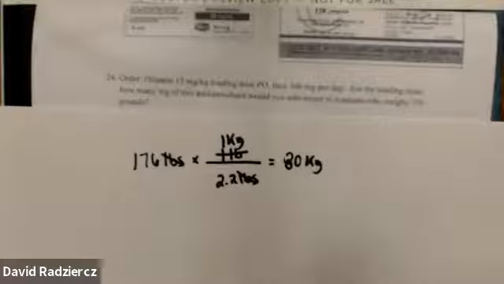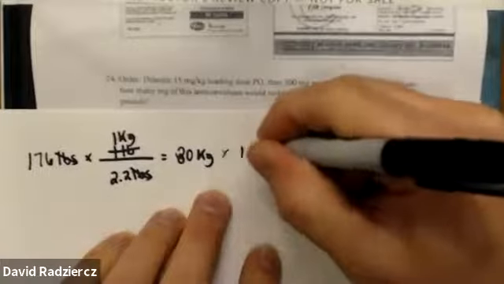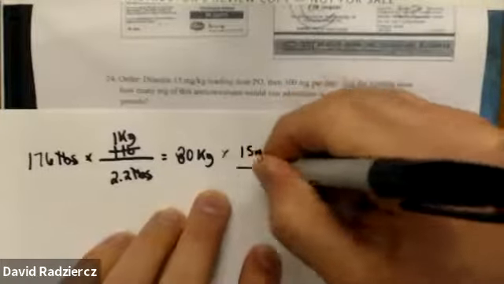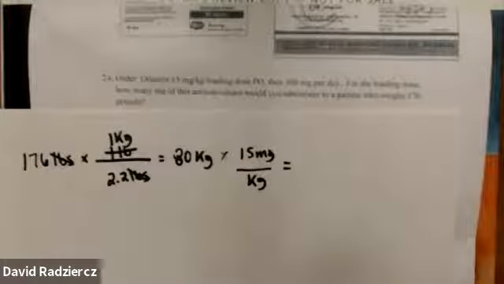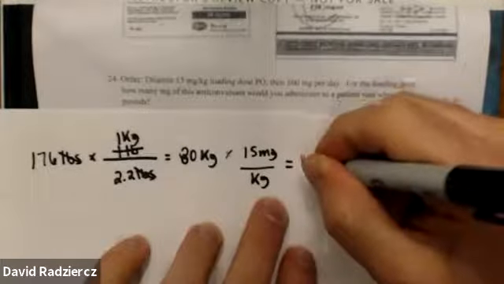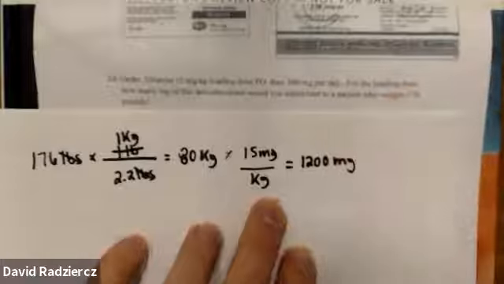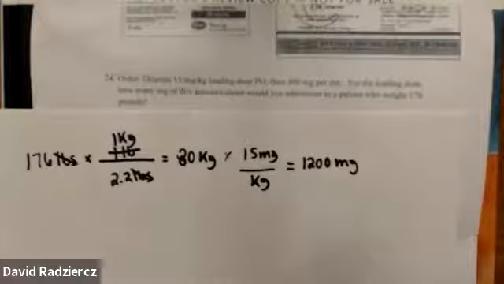So now that we know the patient's weight in kilograms, it's just a matter of converting kilograms to milligrams. They tell us that the loading dose is 15 milligrams per kilogram. So 80 times 15 will give you 1,200 milligrams. Okay. And that would be the loading dose.